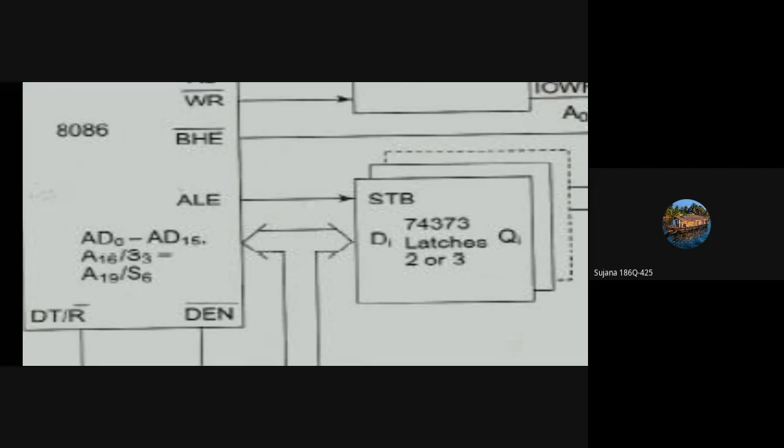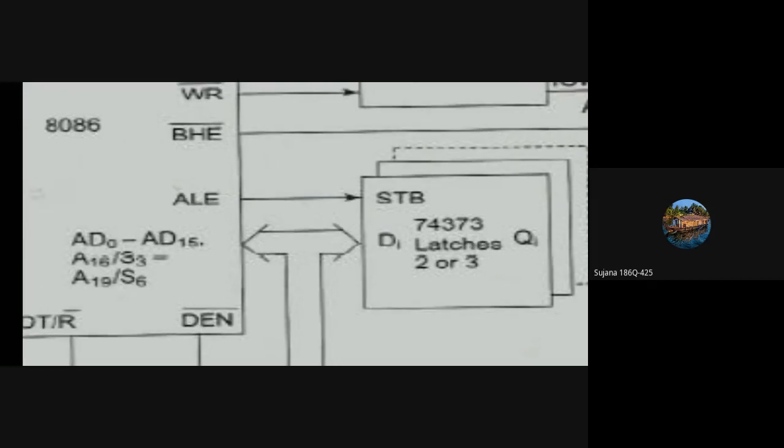What is the purpose of the latch? Why are we connecting latches to the microprocessor? We use the latch in order to separate the address and data signals. This latch is controlled by the ALE signal of the microprocessor. You can see that the latch strobe is connected to ALE. The signal over ALE determines the operation of the latches, so ALE is used to control these latches.